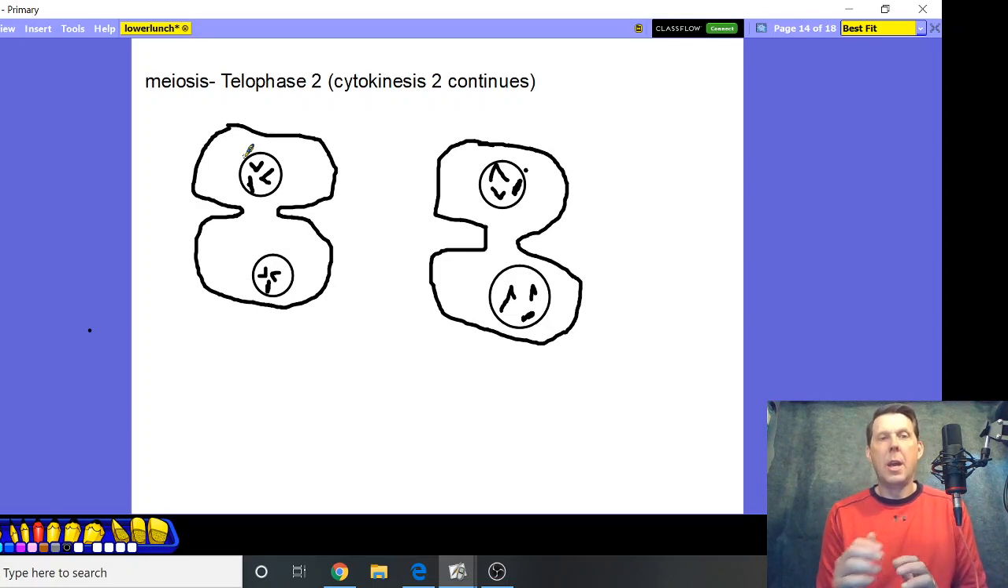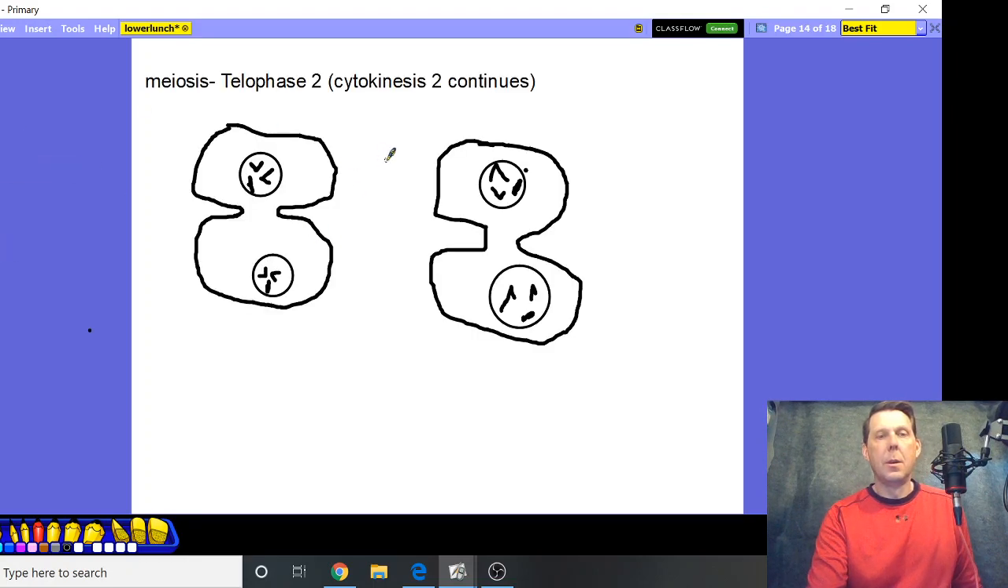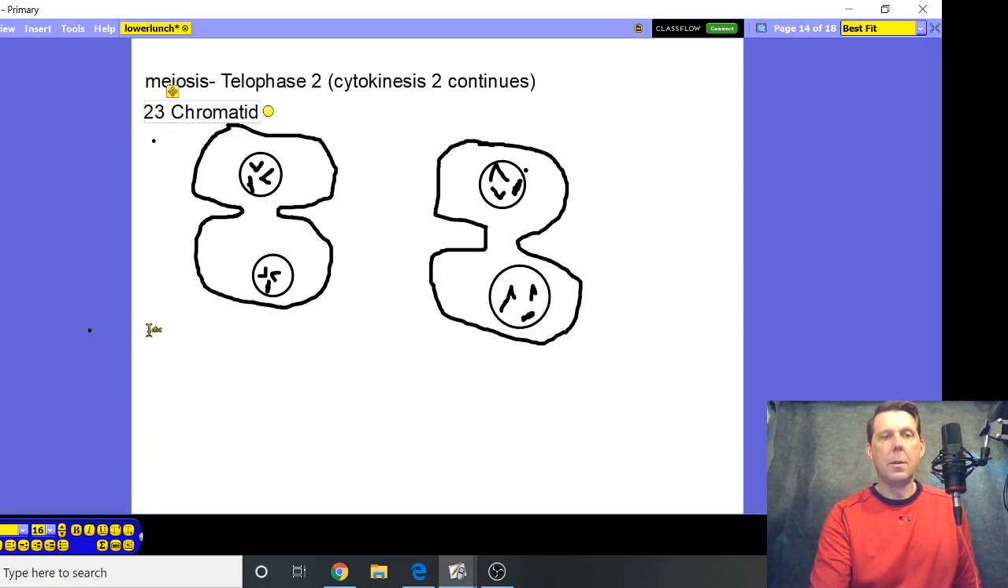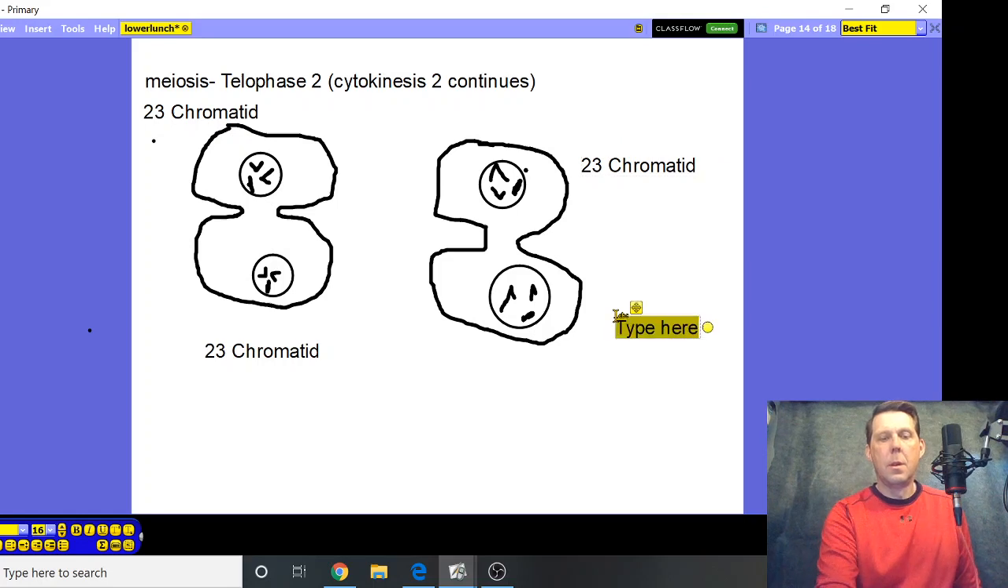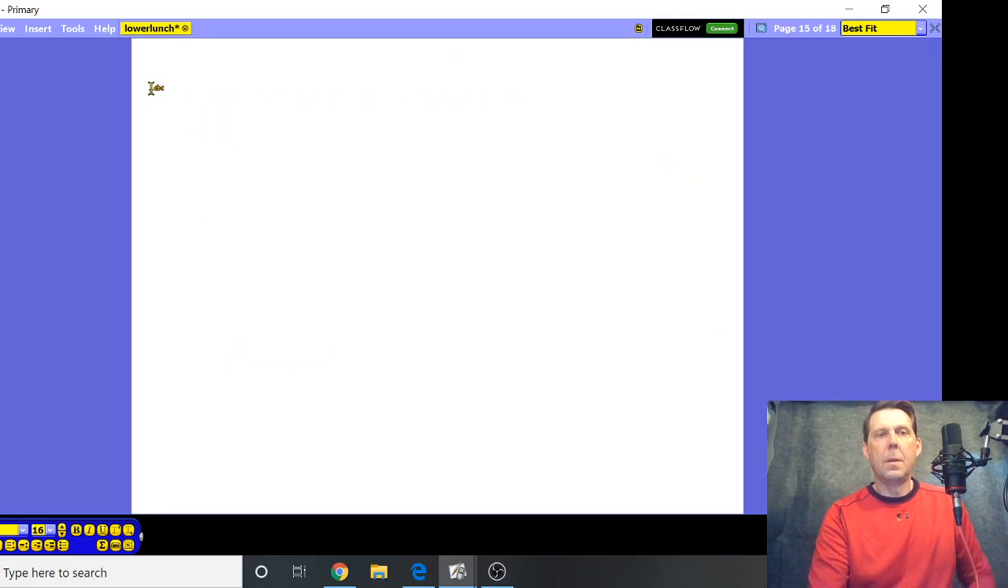Cleavage furrow deepens. And hopefully you can see here, you can even probably do this next drawing on your own. It's going to be cytokinesis 2, and we're going to have 1, 2, 3, 4 complete cells, each with 23 chromatid. Let's put that in there. 23 chromatid there. 23 chromatid in this one. 23 chromatid over here. 23 chromatid over there. Right there. All right. Meiosis.